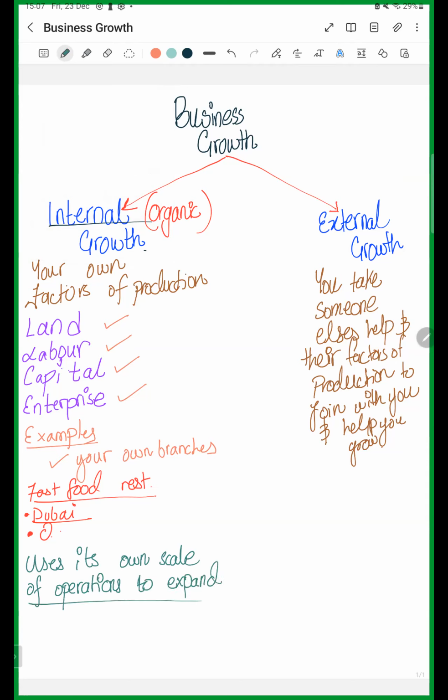Okay, now this could be done in several ways. This could be done by opening new branches. Like we discussed yesterday, if there was a fast food restaurant in Dubai, they might want to open another branch in Qatar. They might want to open another one in Abu Dhabi. This is internal growth, as in they're opening new branches.